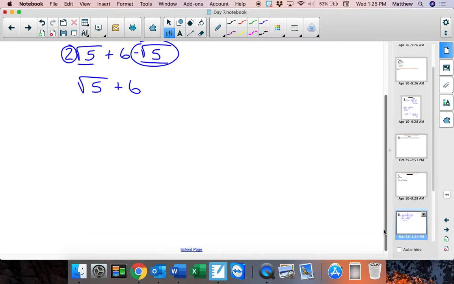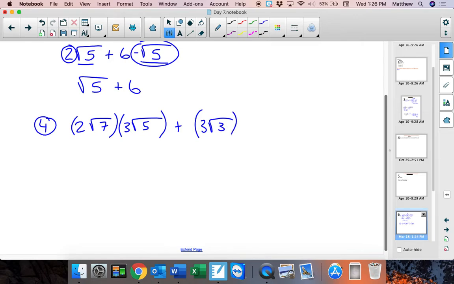Let's drop down to number 3. Actually, let's do number 4. And I will post, obviously, the answer to all of these. I just think sometimes it's useful to help you see somebody work them out. I've got 2 root 7 in parentheses times 3 root 5 plus 3 root 3 times 10 root 2.